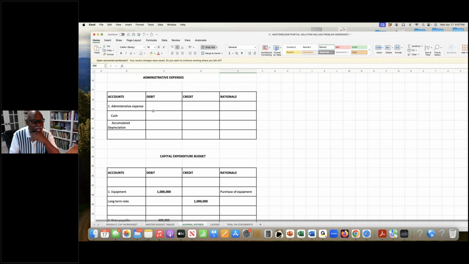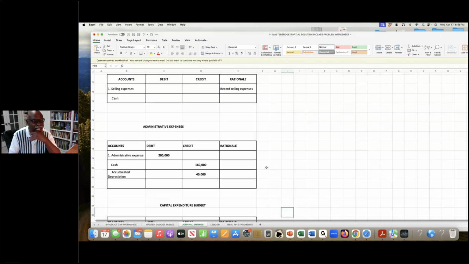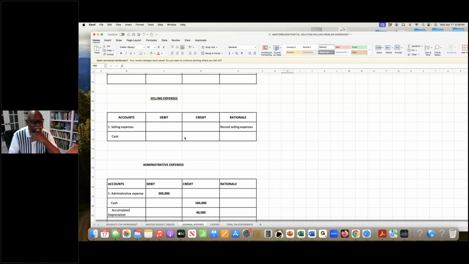We're going to debit administrative expense of what, 200,000? Yes. How much are we going to credit cash for? 160,000. Accumulated depreciation, 40,000. Okay, let's go to the selling expense budget next, and we see our journal entry.